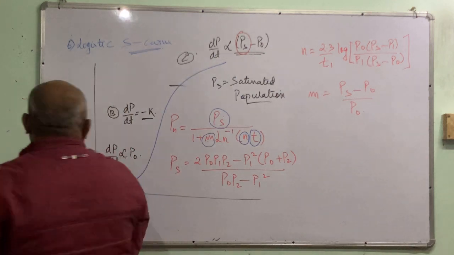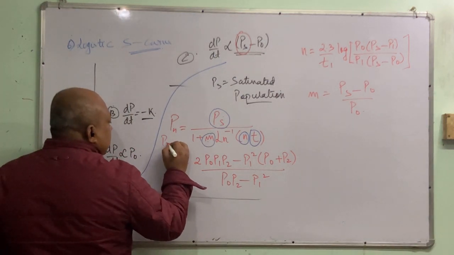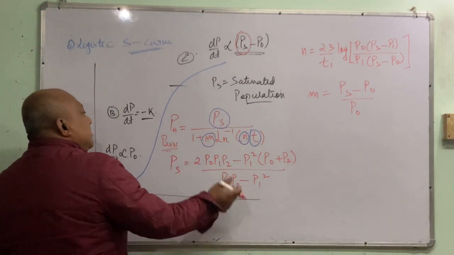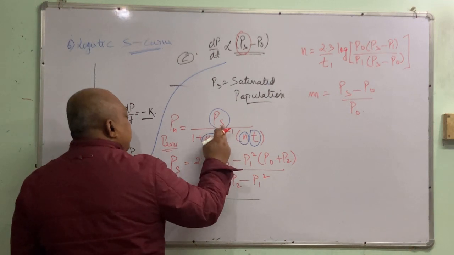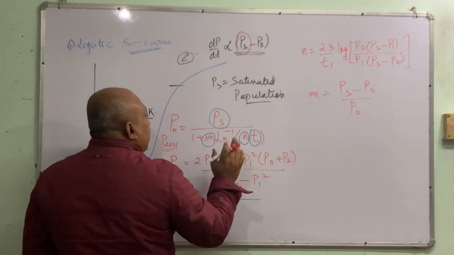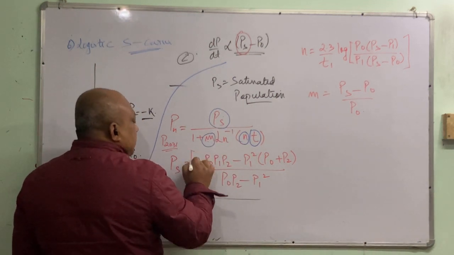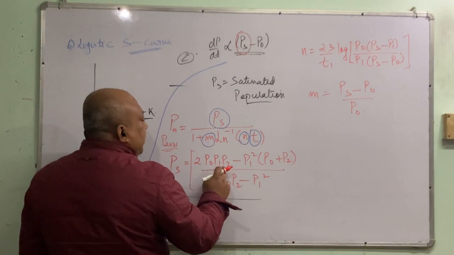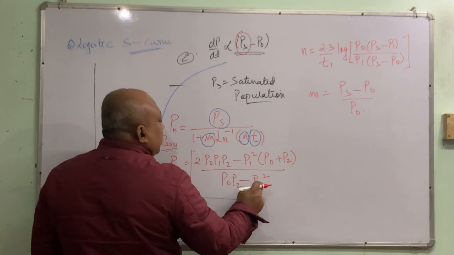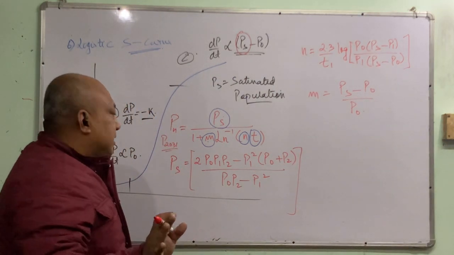Okay, please see again. If you want to find the population in 2031, how do you find it? The formula is PS, saturated population, divided by 1 plus M into natural log inverse of NT. So you have to find what is PS. PS is twice P0 P1 P2 minus P1 square, P0 plus P2, by P0 P2 minus P1 square. And you know that P0, P1, P2 are all populations. I'll tell you what this P0 is.